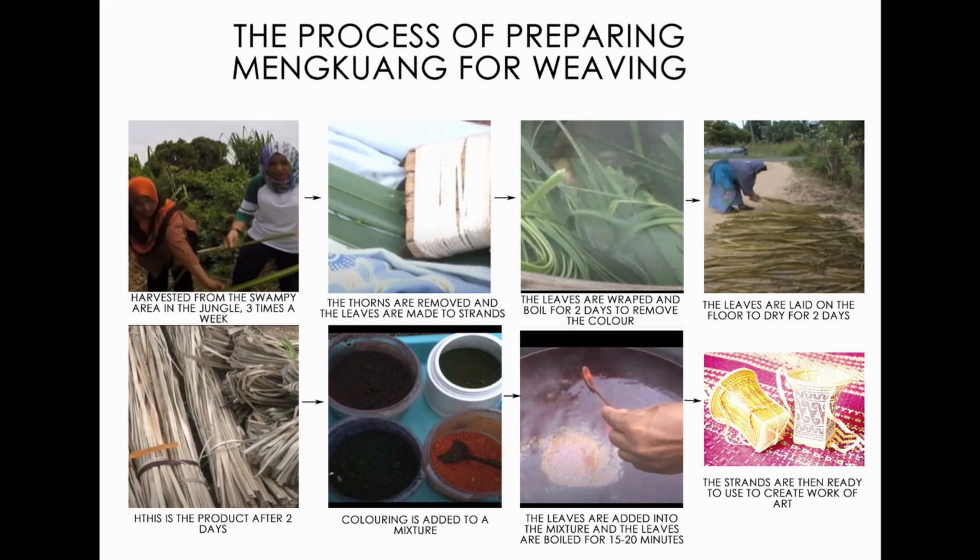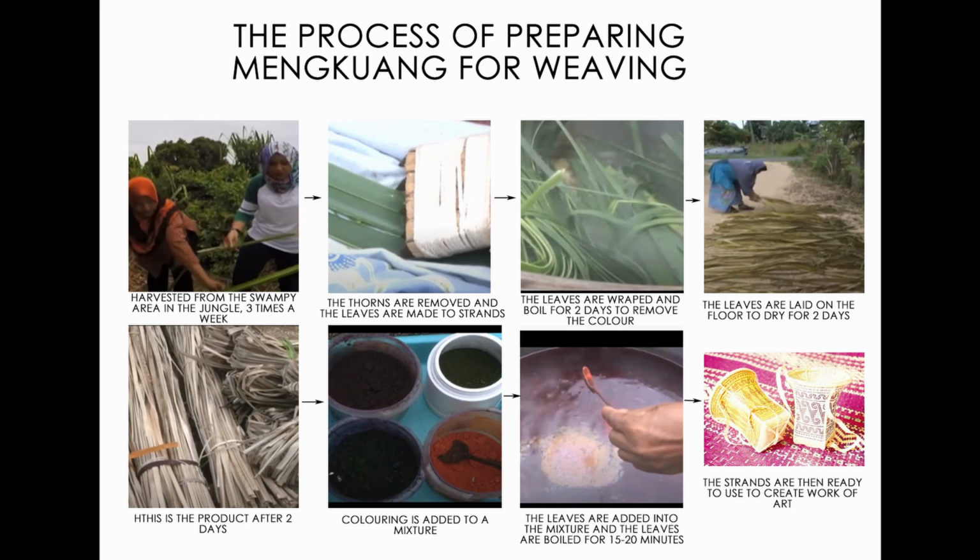Next is the process of mengkuang. At first it starts with harvesting. As usual, you just get it from the swampy area, and then next they are chopped. When they are chopped from the swampy area, it actually doesn't die. It will still continue growing, but it will take a while to grow back. Then next they clean it because the mengkuang leaves have thorns. So they use a tool called jaha, which makes them into strands and removes the thorns.